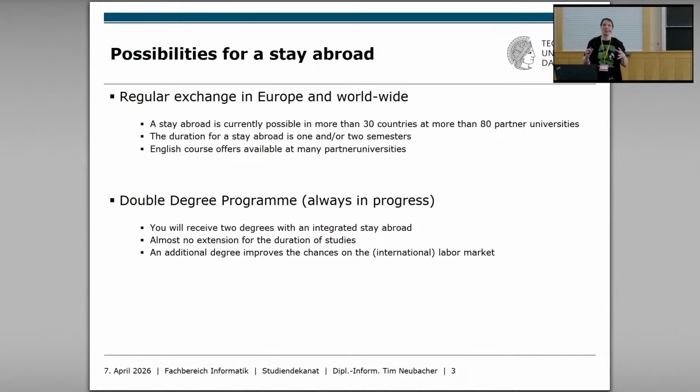There's the partner database on the central websites of the university, filter computer science. Not every partner university of the university itself is also a partner university of our department. So set the filters in the right way, and then you should have an up-to-date overview of the current possibilities to apply for a regular exchange.